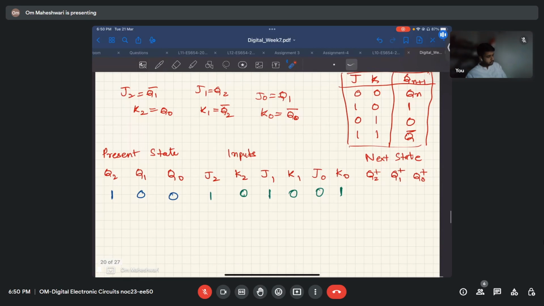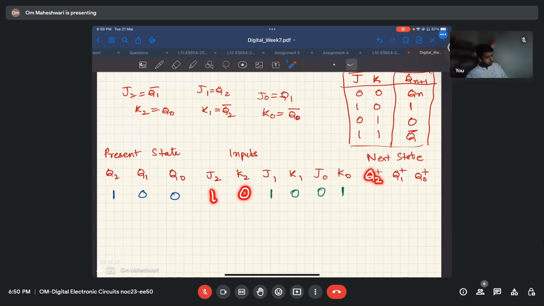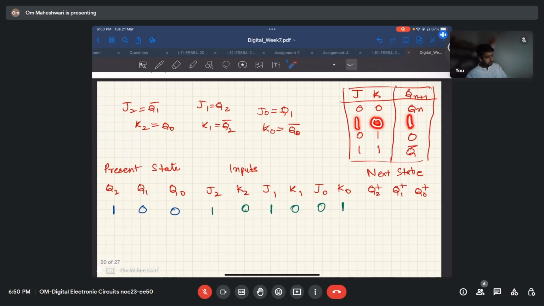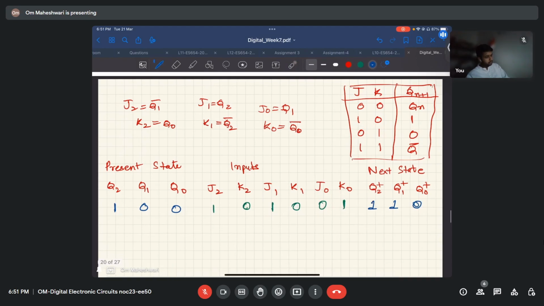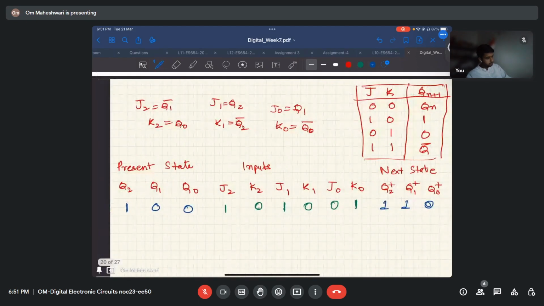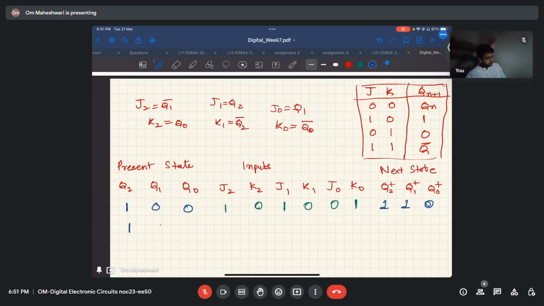So in 1 0 condition, what will be the output of Q2? In 1 0 condition we have 1, so it will be 1. In 1 0 again, it will be 1. Here we have 0 1. So 0 1 we will have here is 0. Okay, 0 1 is 0. So it will be 0. Now this will be our next state. So I'll write it here: 1 1 0.